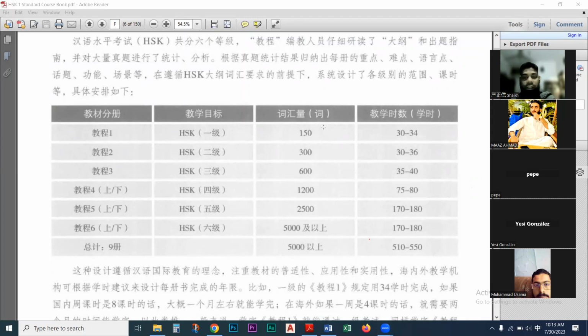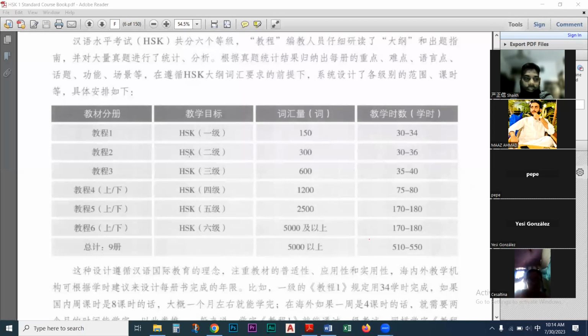Okay. And this is about the time: how much time will it take to study these 150 words? It will take around 30 to 34 hours to master these 150 words. If you want to complete this HSK level 1 course, it will take around 30 to 34 hours.